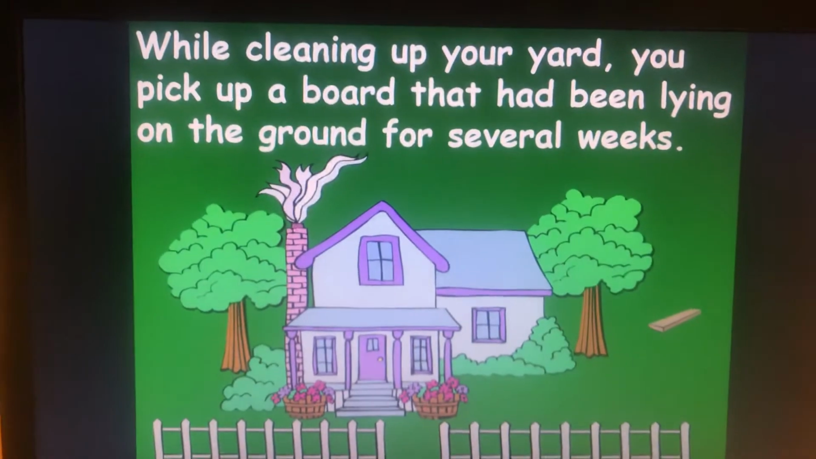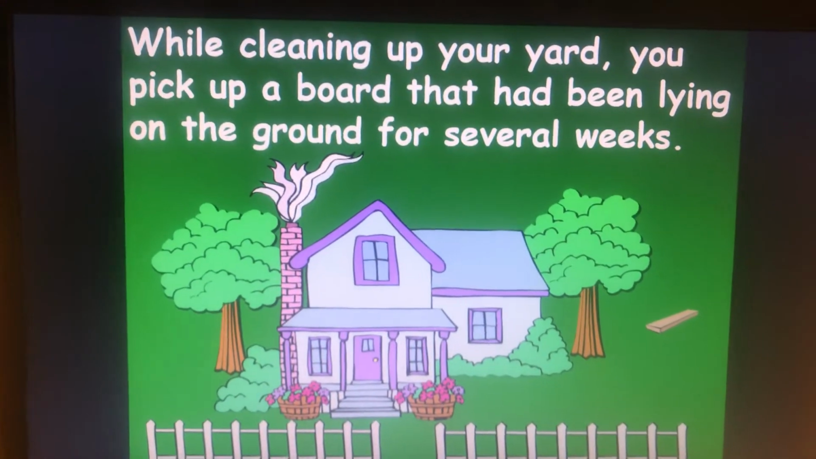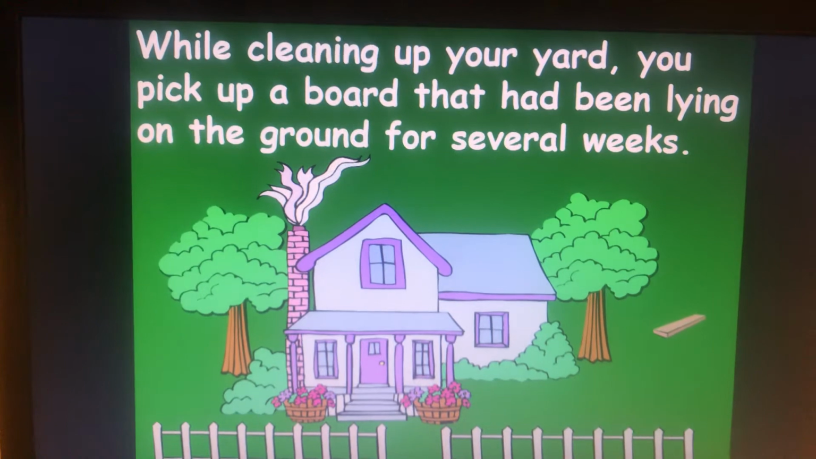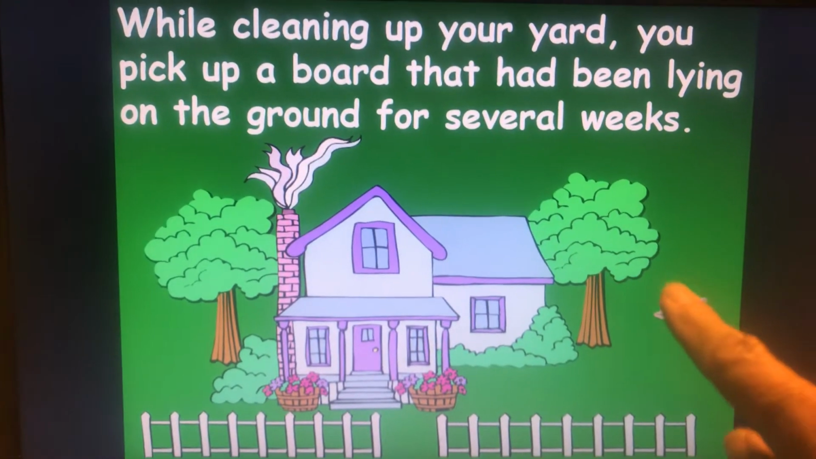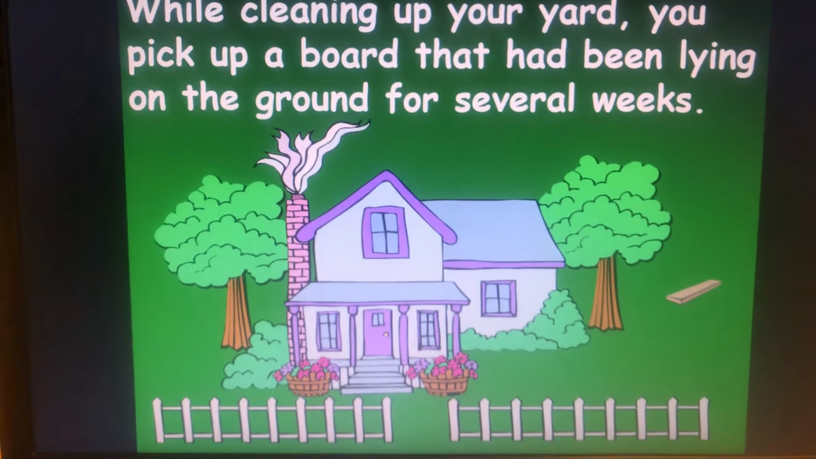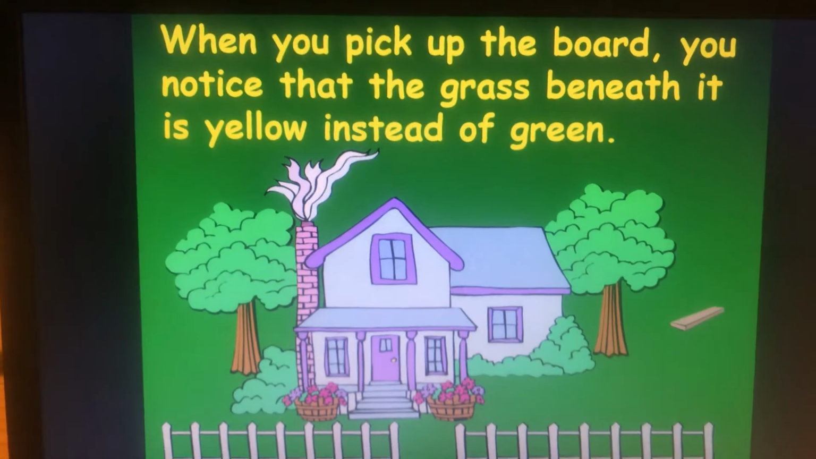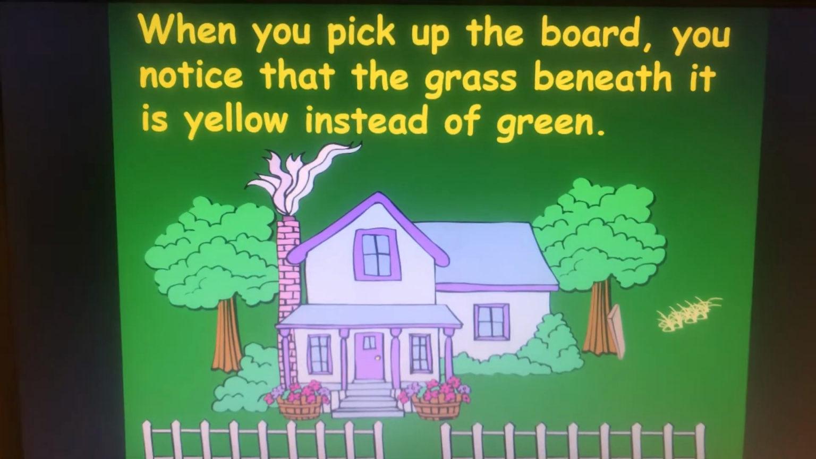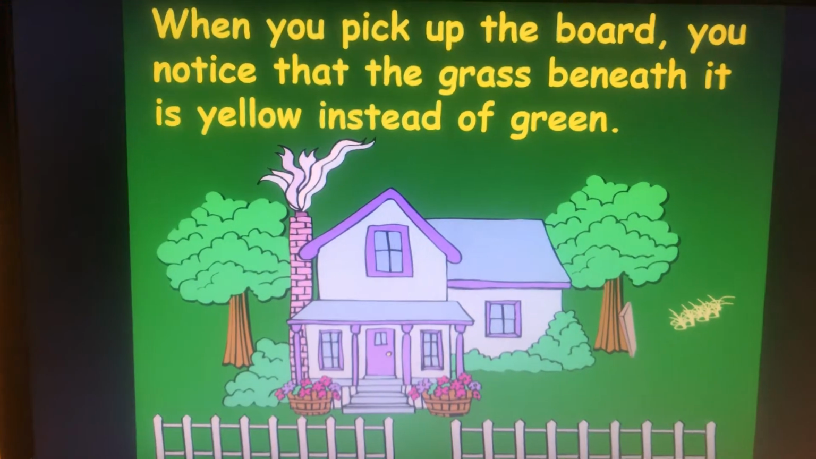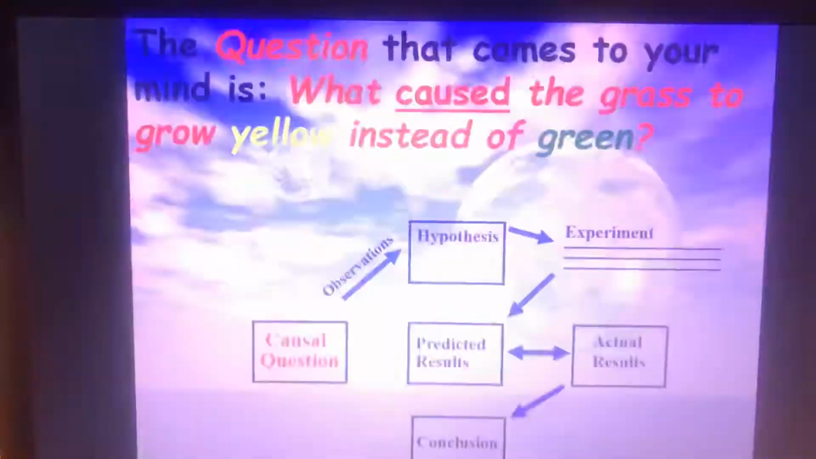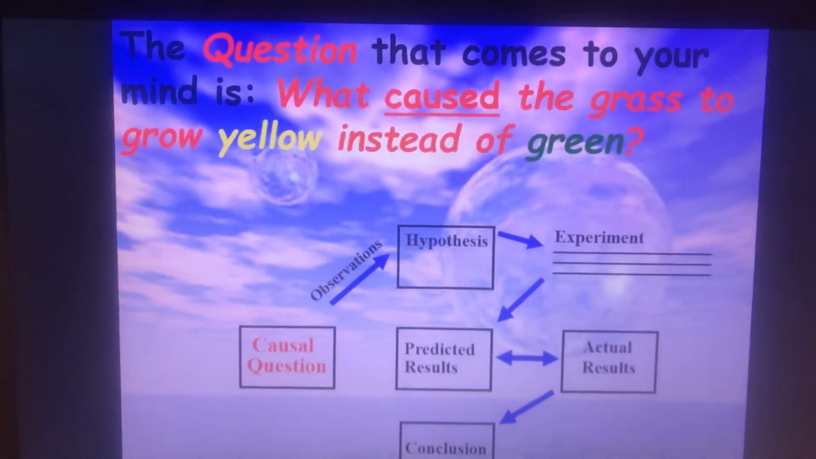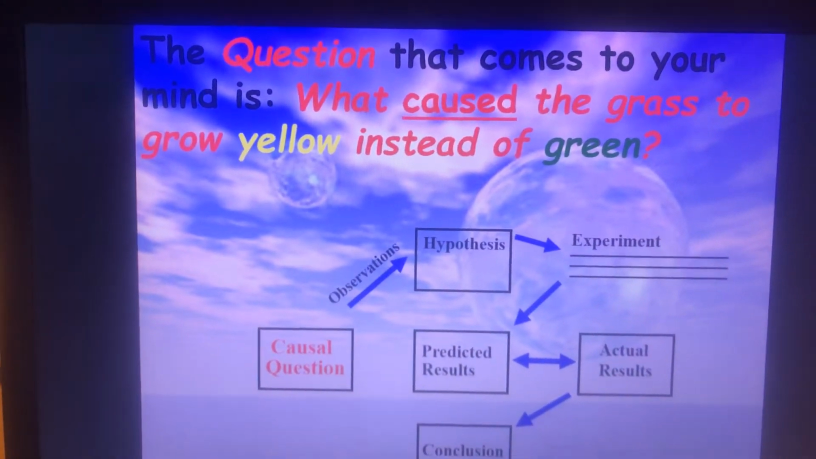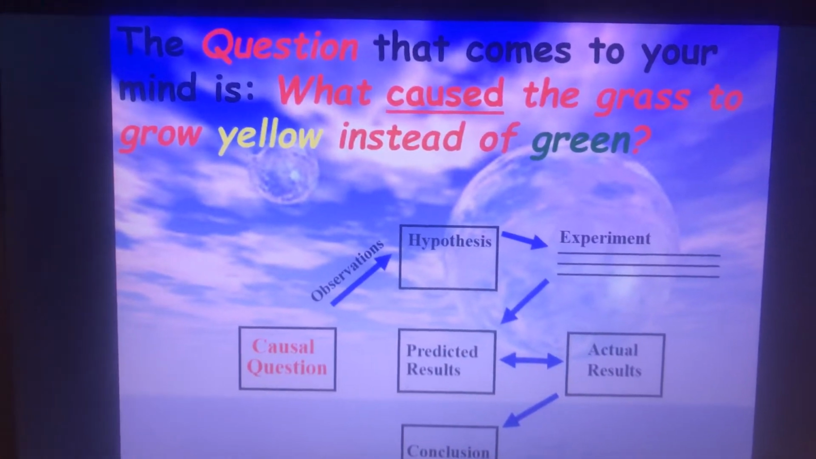Okay, so here's the problem. While cleaning up your yard, you pick up a board that has been lying on the ground for several weeks. There's the board right there. When you pick up the board, you notice that the grass beneath it is yellow instead of green. Oh my gosh. Wonder why that happened. So the question that comes to your mind is, what caused the grass to grow yellow instead of green?